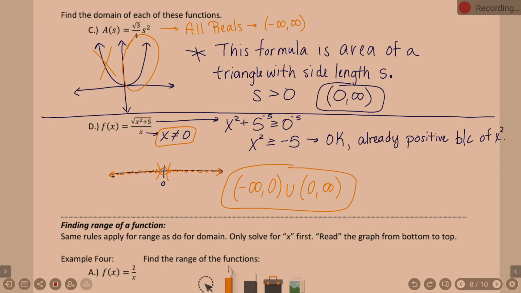Same vocab word I threw out at you. This one just shows a little bit better. This is a vertical asymptote. It goes down on the left side of 0, and then starts over on the right side of 0 up high. So this matches. Now, could you have gotten that answer by looking at the graph?